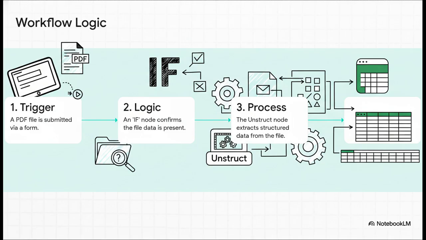So here's the game plan for our workflow. It's pretty straightforward. Step 1, the trigger. It all kicks off when someone submits a PDF through a simple form. Step 2, an if node just does a quick check to make sure a file was actually uploaded. Step 3, the Unstruct node does all the heavy lifting, extracting the data. And finally, step 4, all that beautiful, clean data gets sent directly to a Google Sheet. Simple, powerful, and fully automated.